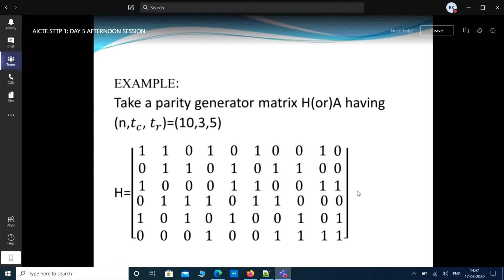But in this case, this is my parity check matrix. Each column contains 3 ones, and each row contains 5 ones.